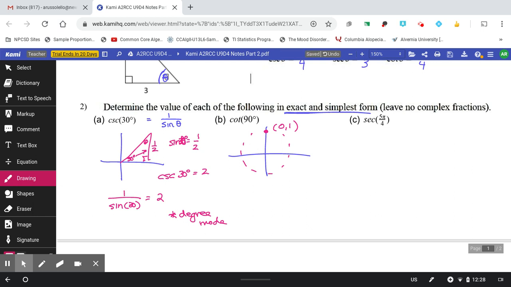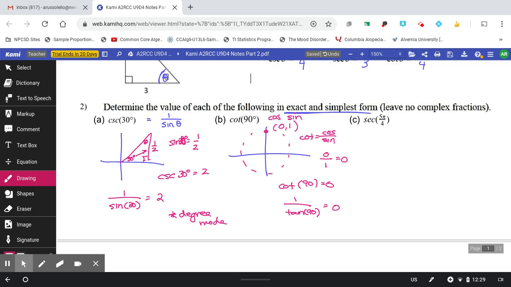The cotangent, remember, is equal to the cosine over the sine, because the tangent is the sine over the cosine. Well, this is your cosine and this is your sine. So that's going to be equal to 0 divided by 1, which is just 0. So again, the cotangent of 90 is just equal to 0. Now, if you were to put 1 divided by the tangent of 90 in your calculator, you would get 0, again being in degree mode.